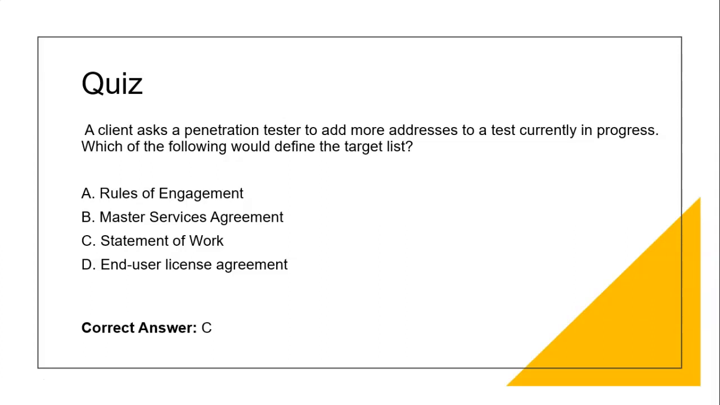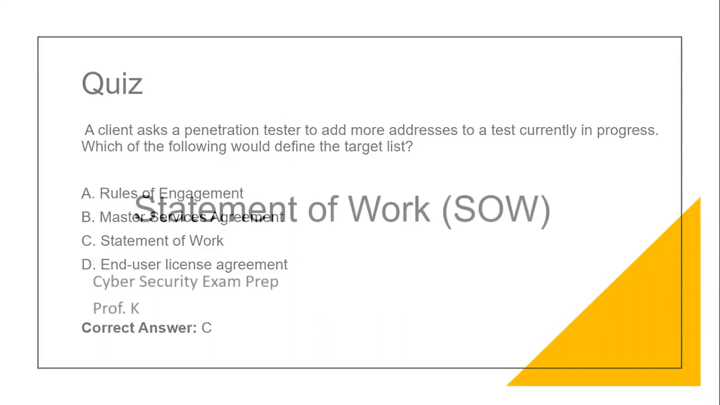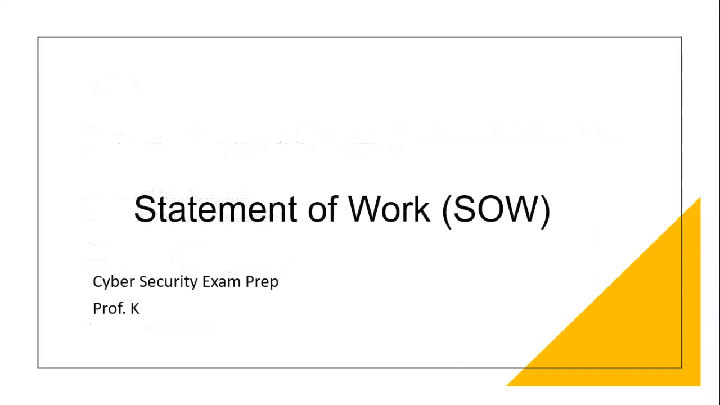A statement of work covers what will be tested. The rules of engagement are going to cover how those items will be tested. And so in this short video demonstration, we got to learn about what makes up a statement of work and why it is so important to have one before starting work. We also learned that a statement of work is the business contract that defines the scope of the services that will be performed for a certain amount of money.